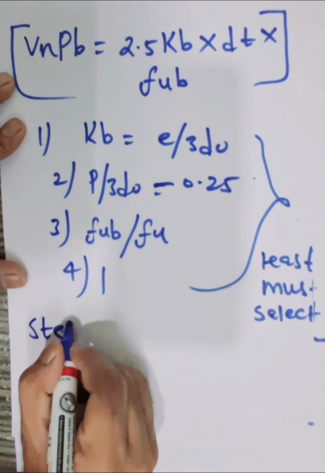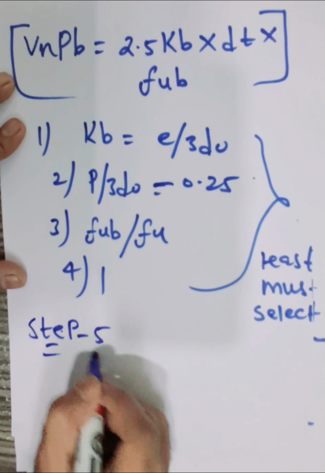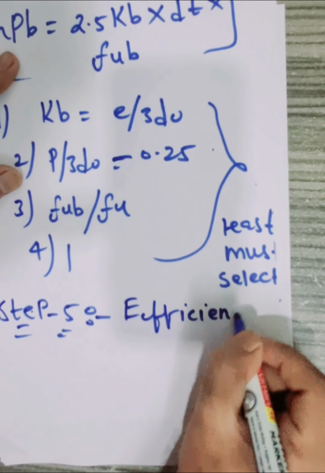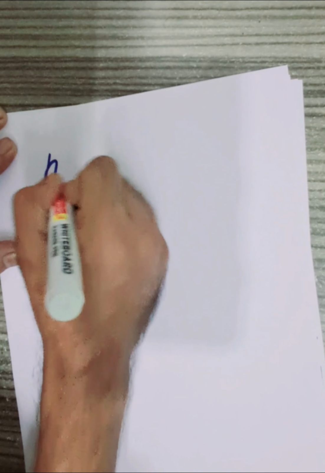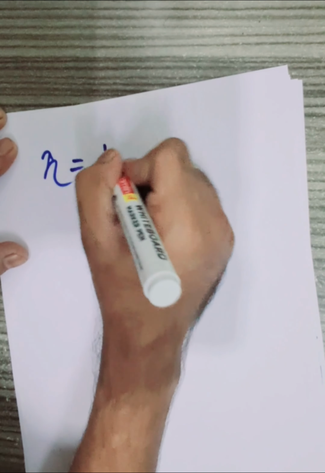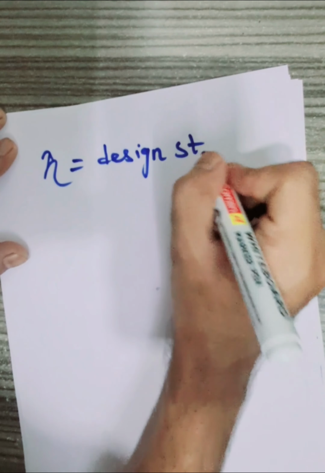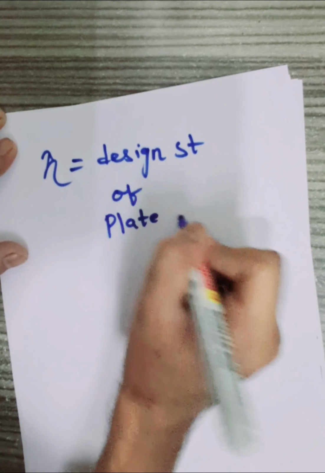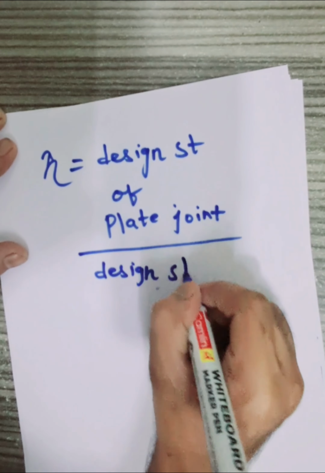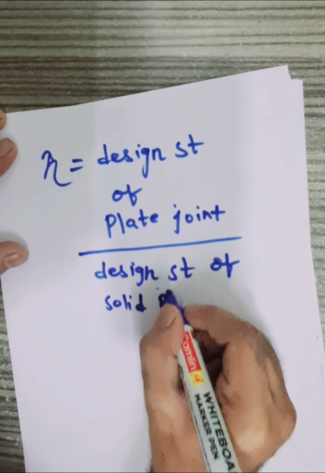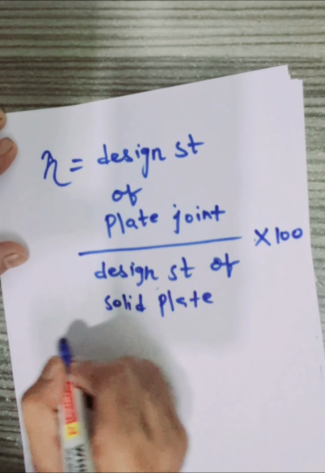Next we go for step number 5, which would be our final step. What is that? Efficiency of joint, the last step. Efficiency is denoted with eta, is equal to design strength of plate joint divided by design strength of solid plate into 100. You will get the efficiency.